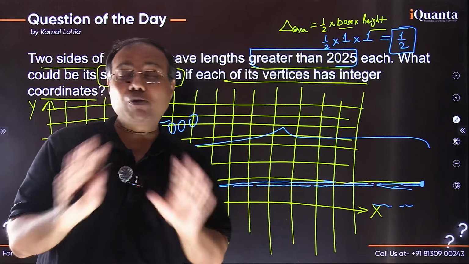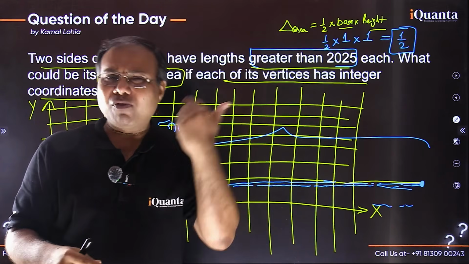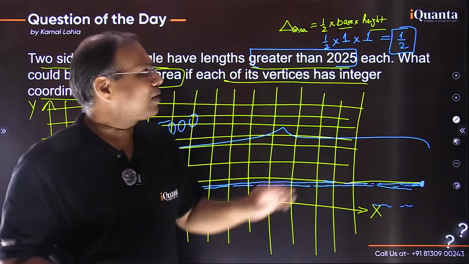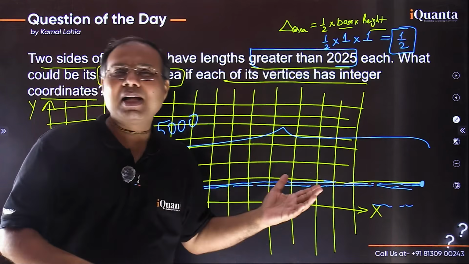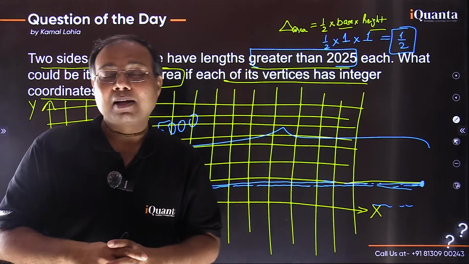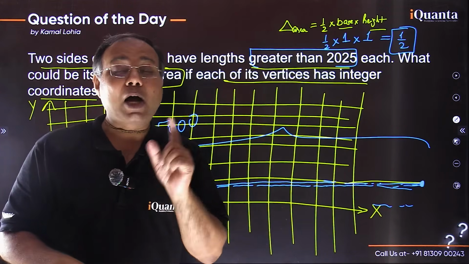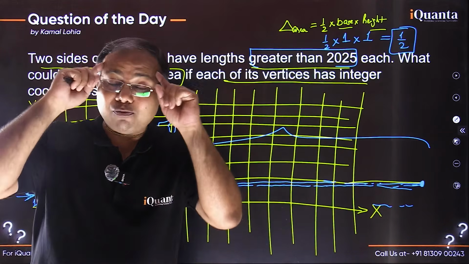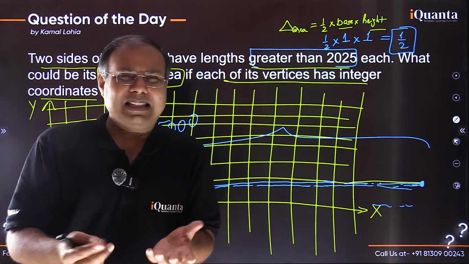If you are unable to visualize, you can come up with various answers. I'm sure 1012, 1012.5, something like that. There would be many answers. Right? But if you are able to think how you can do it, you need to just visualize it. Otherwise, there is no shortcut.